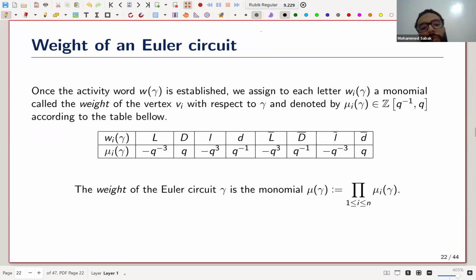So once the activity word is written, we will assign to each letter a monomial called the weight of the vertex Vi. The rules of choosing this monomial are expressed in this table. Afterwards, we will get the weight of the Euler circuit, mu gamma, which is just the product of all the monomials corresponding to each letter.